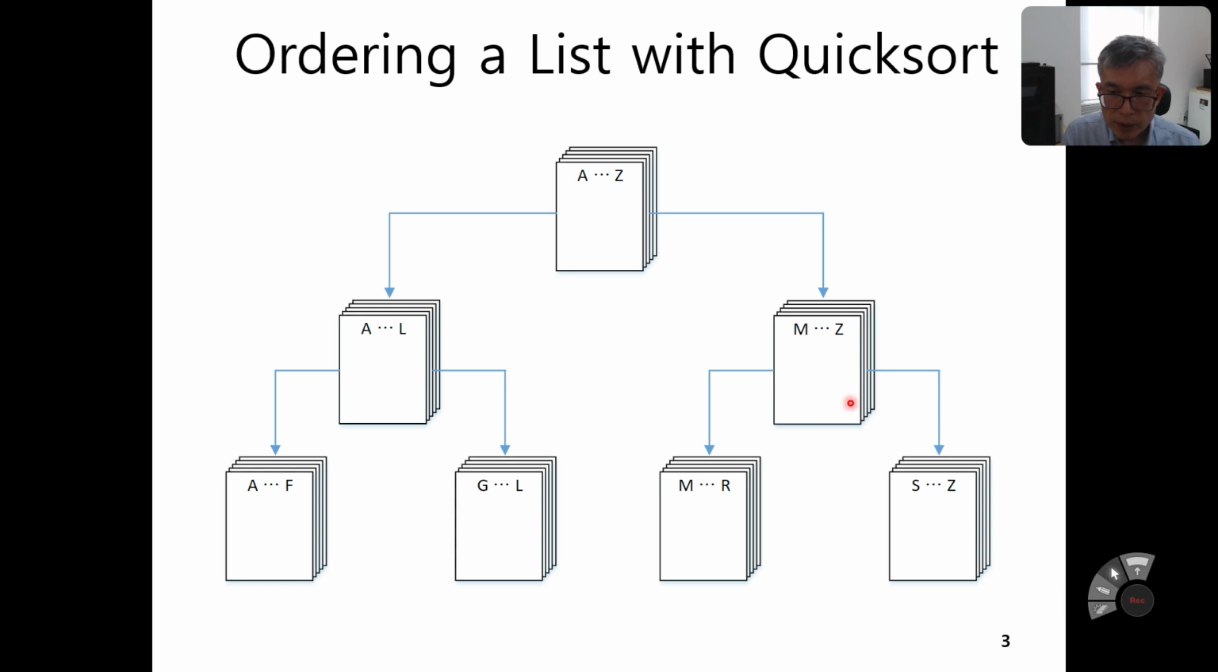Similarly, the right-hand side, M through Z, is partitioned into two parts: M through R and S through Z. We can repeat this until the leaf node becomes one paper sheet, okay? And once this kind of partition is done, we are done. So in that case, we don't need the merge stage, okay?